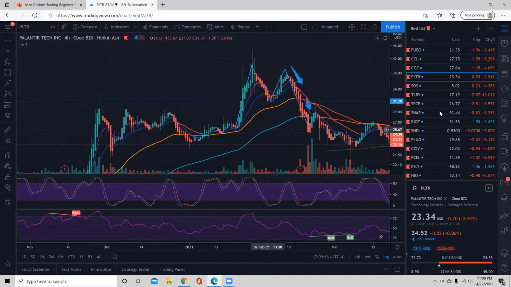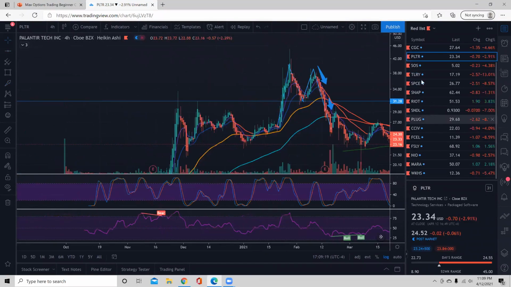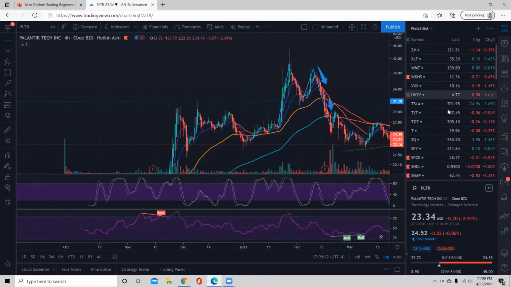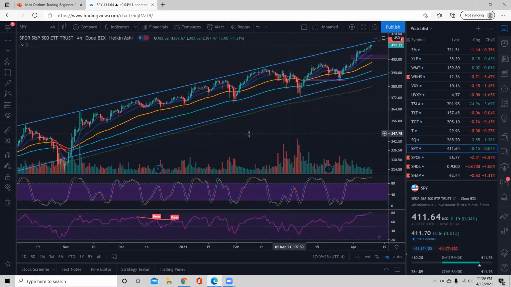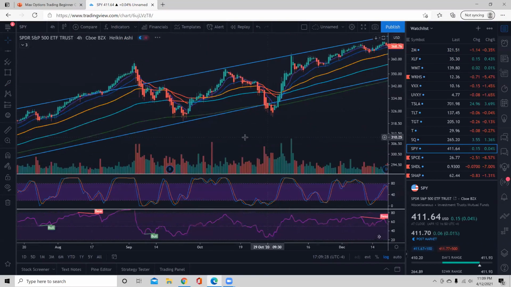Perfect entry. One of the big double bottoms that I played on the S&P 500 netted me about $17,000 back when it was bouncing around the 320s here. There it is. Look at this massive bad boy. You see this double bottom?